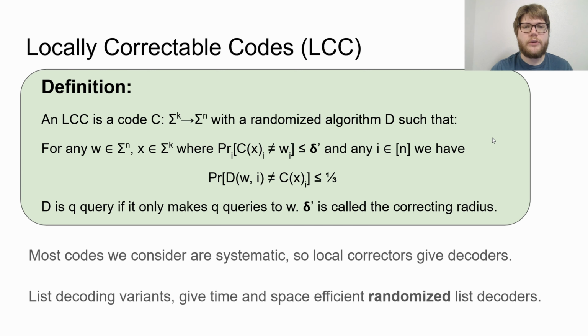A locally correctable code is just a code that has such a randomized corrector, such that for any symbol that you want in a partially corrupted code word, you can make few queries, and with high probability, you will get the symbol from the corresponding code word and not the word that you received. Now, most codes we consider are systematic, so correction basically implies decoders, and there are list decoding variants of this, which, similar to in the unique case, you got time and space efficient randomized unique decoders. This also gives time and space efficient randomized list decoders.